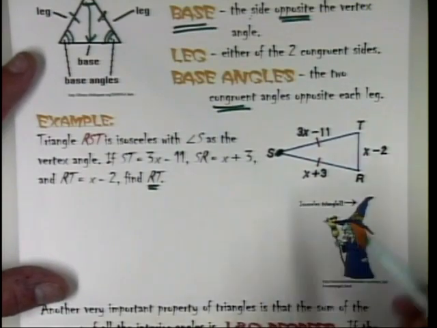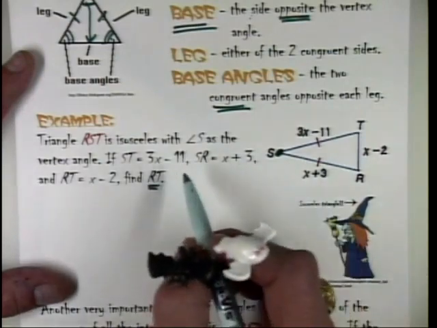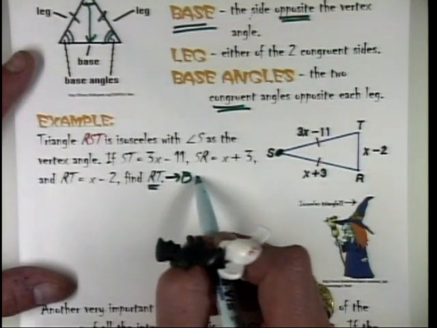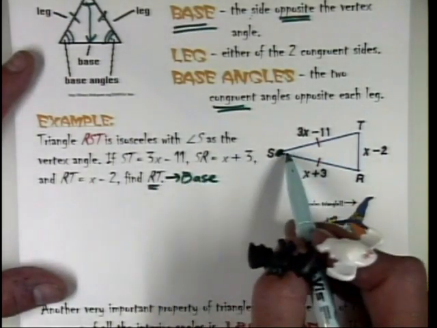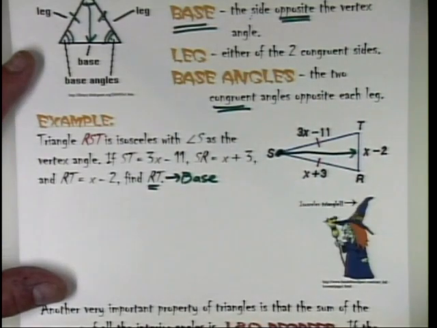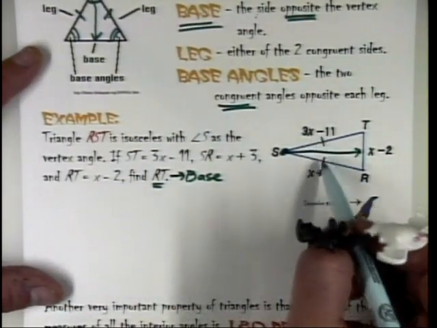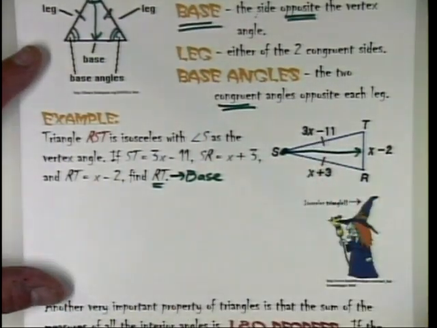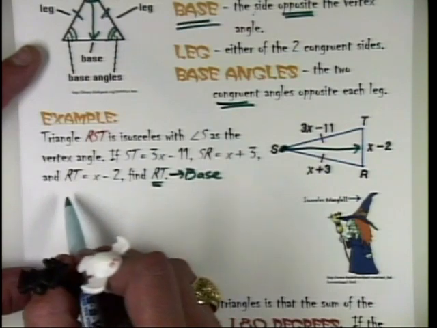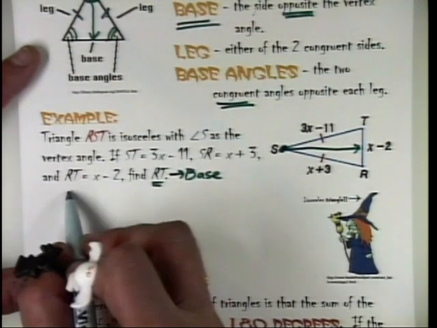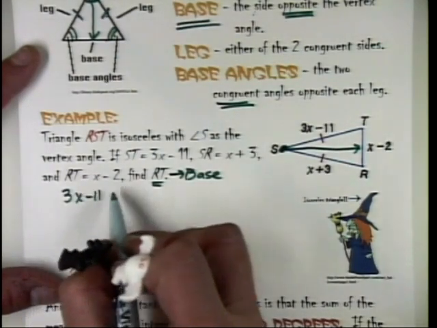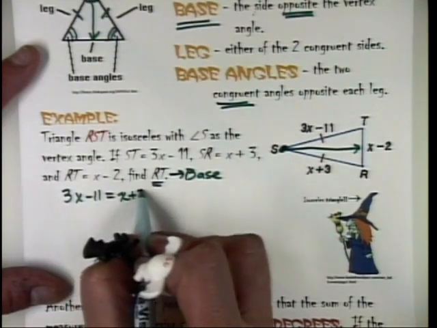Well, that's not going to be a problem. Segment RT in this problem would be the base, even though it's not on the bottom because it's opposite our vertex angle. Now, how are we going to set this up? We're not afraid of a few x's in a little algebra. We know that these two legs are congruent, so we can set their algebraic expressions equal to each other. So 3x minus 11 has to equal x plus 3.